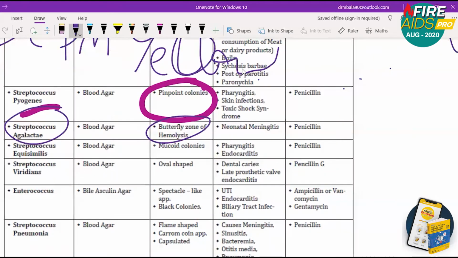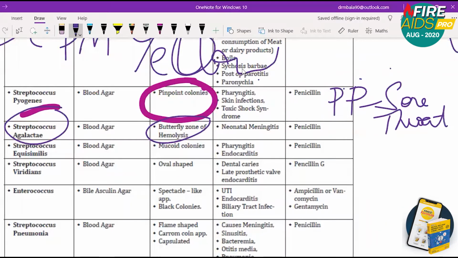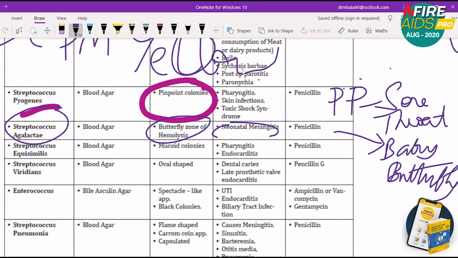So right here, strep pyogenes, P, sore throat. Here in Streptococcus agalactiae, butterfly zone of hemolysis and neonatal meningitis. For agalactiae, I want you to remember baby butterfly. Baby is for neonatal meningitis, butterfly is for butterfly zone of hemolysis. I hope you will be able to remember this point.